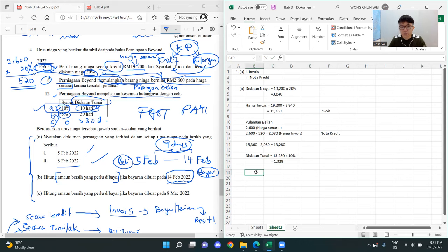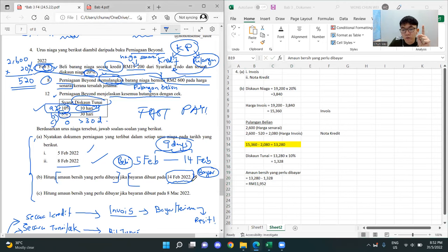Okay. Then, only now we can calculate the amount bersih yang perlu dibayar. So you just use this one, the latest one, this figure, 13,280. Then we minus off the discount tonight, which is 1,328. Then you get 11,952. So this is the final amount that we have to pay if jika bayaran dibuat pada 14 February 2022.